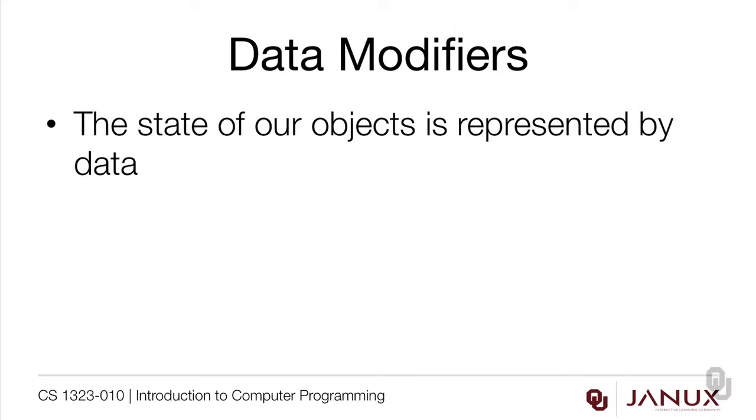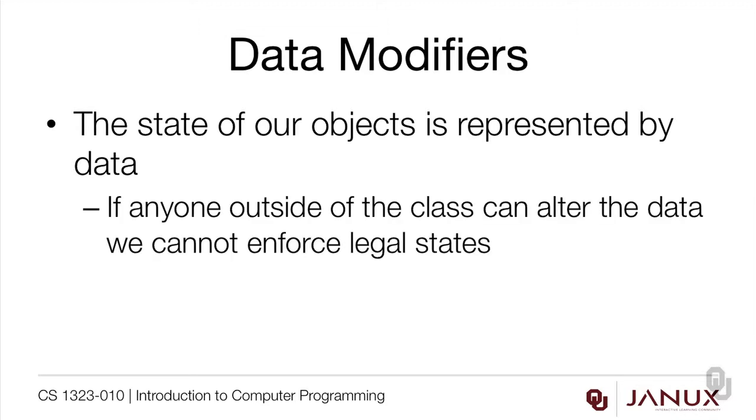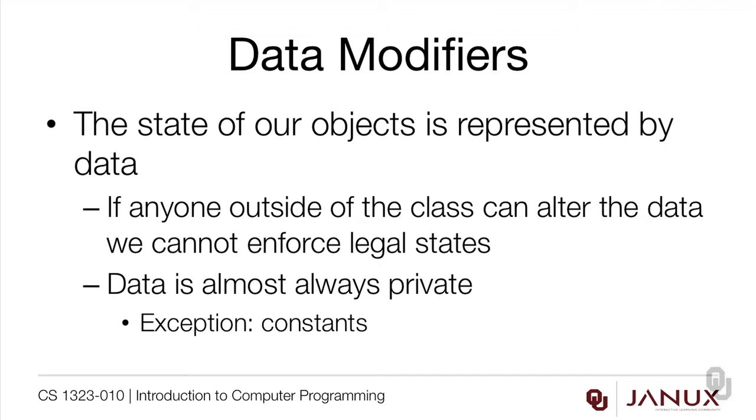Now, the state of our objects is represented by data. If anyone outside of the class can alter the data, we can't enforce a legal state. So this means that our data is almost always going to be private. There is one exception to that, and that's constants. You can make constants private, and sometimes you should, and you can make them public. The way you figure it out is you have to think about whether somebody outside of the class really needs to know about this constant.